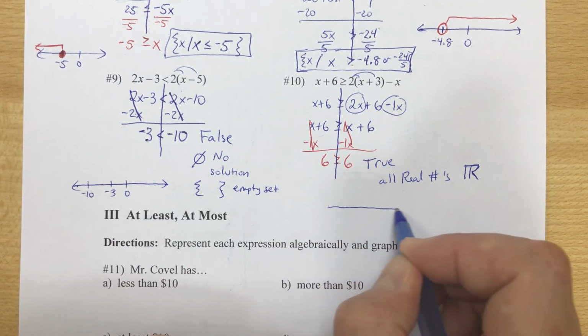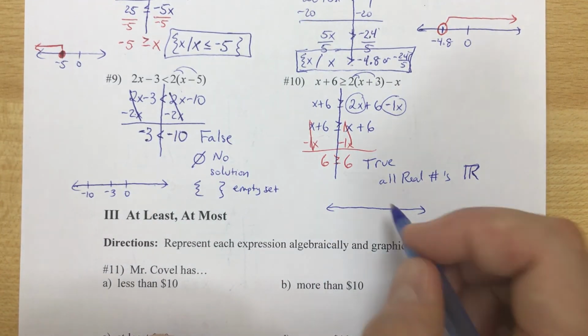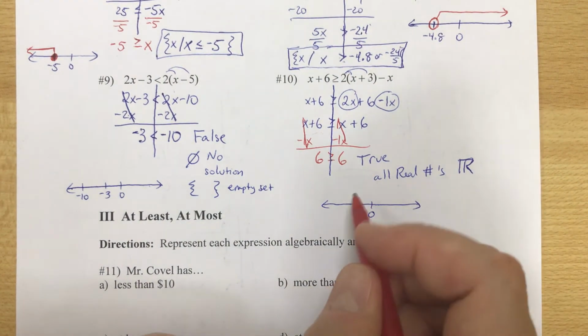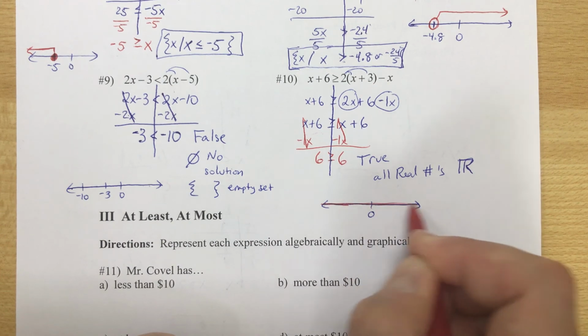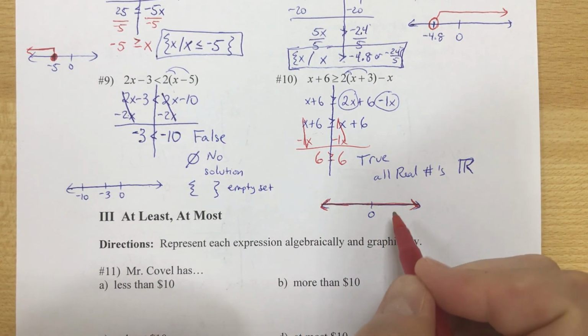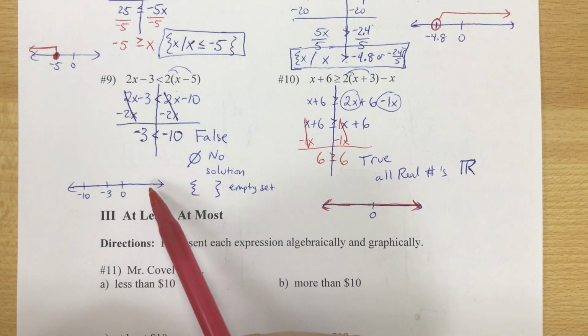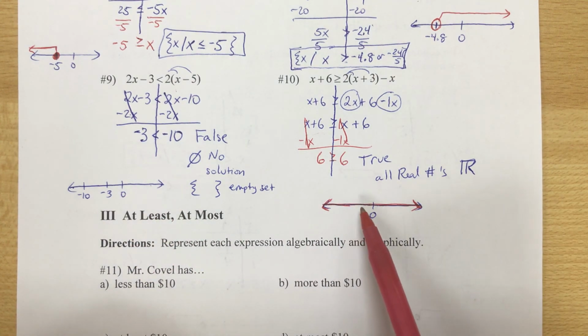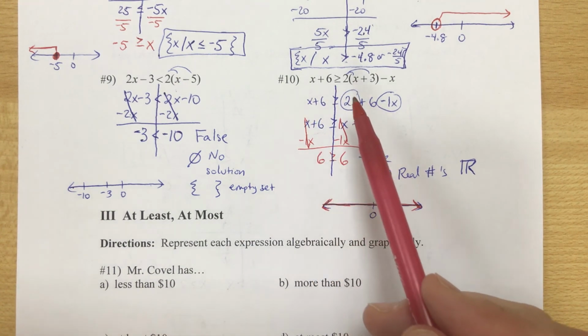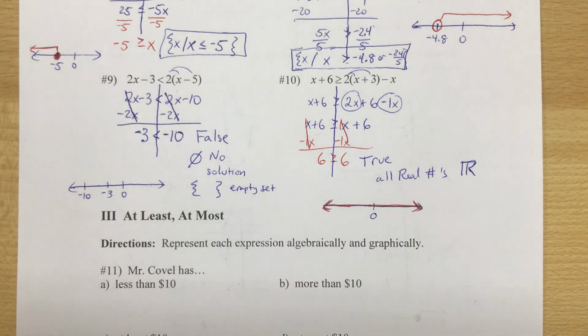So what would that look like on a number line? Well, if all the real numbers are answers, then the whole number line would be graphed, would be shaded. So the whole thing. This is no solution. Nothing makes this true. This is infinite solutions. Everything for x would make this true. And that is the end of part 2.